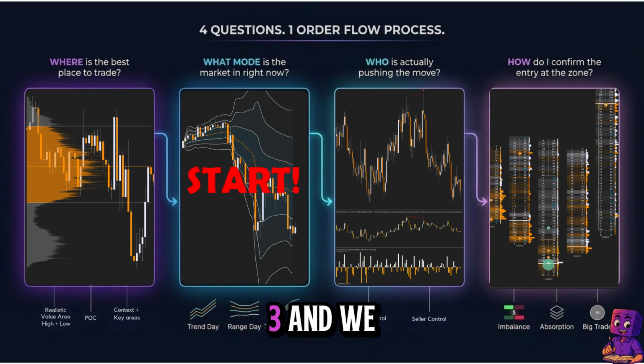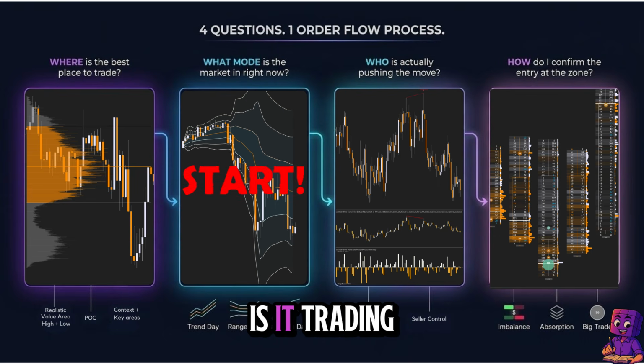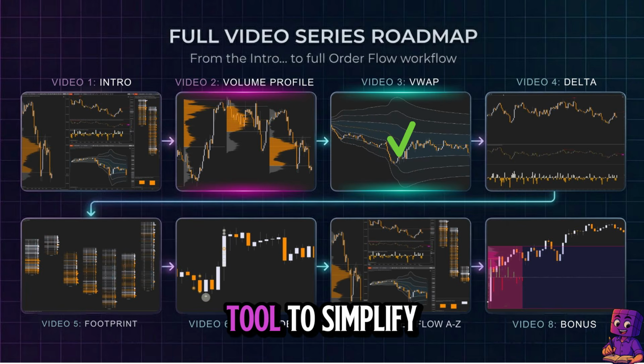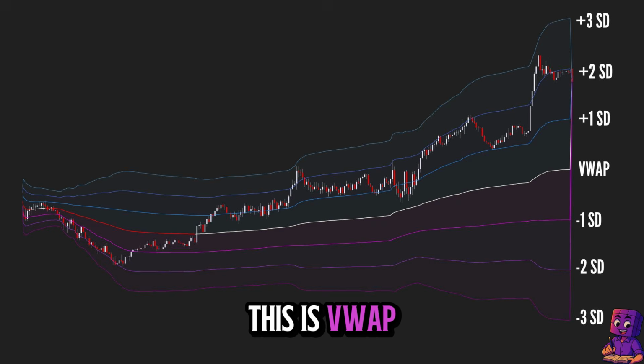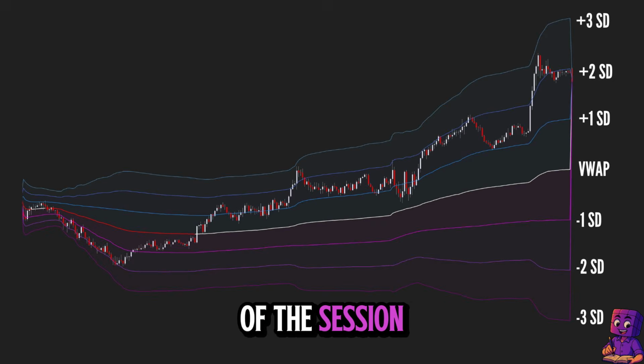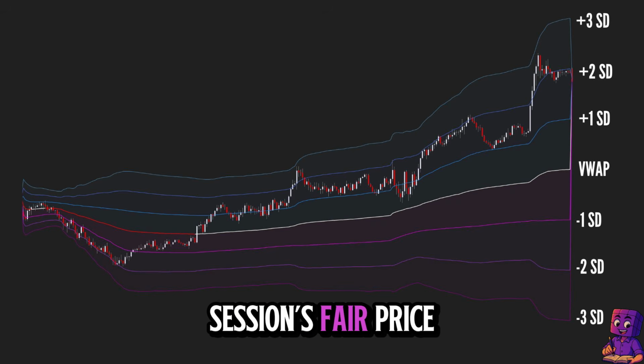Today is episode 3, and we answer the second question. What mode is the market in right now? Is it trending, ranging, or transitioning? And the best tool to simplify this is VWAP, because VWAP is not just a line. VWAP is the volume-weighted average price, the average price of the session, weighted by volume. It's basically the session's fair price.